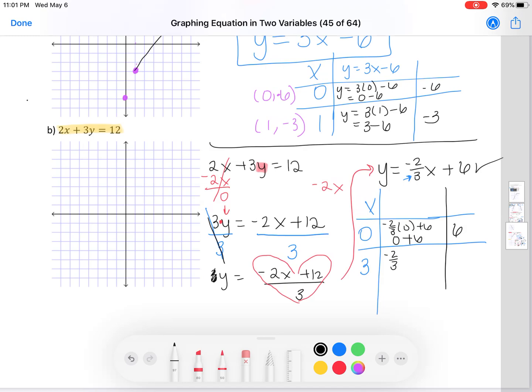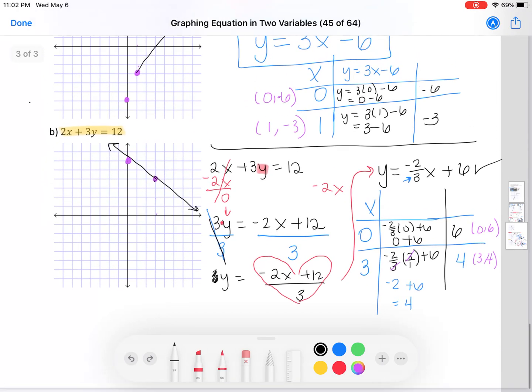Negative 2 over 3 times 3 plus 6. We can write it as 3 over 1, and we see that my 3's divide out. So we have negative 2 plus 6. We get 4. Now, if you don't like that, you can choose to not do so, and you'll work with fractions, and that's okay. Fractions are our friend. Alright, so I have 0 up 6 and 3 up 4. Sorry for the train noise in the background. And that's our line.